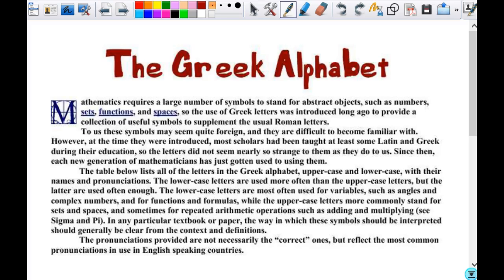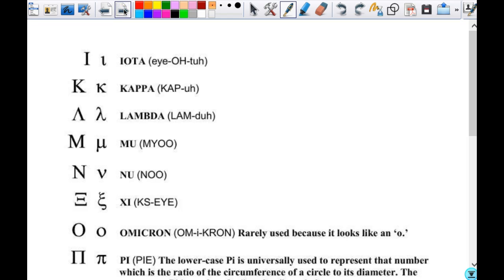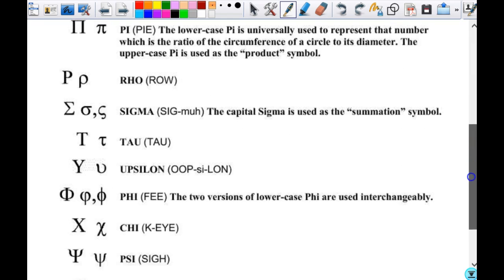Okay, so if you want to go back and read something about the Greek alphabet, it is there. You can go read it. I'm not going to read it to you, but it just tells you a little bit about it, why it's important, and it's kind of universal. The only one that's going to come up today, I believe, is theta.